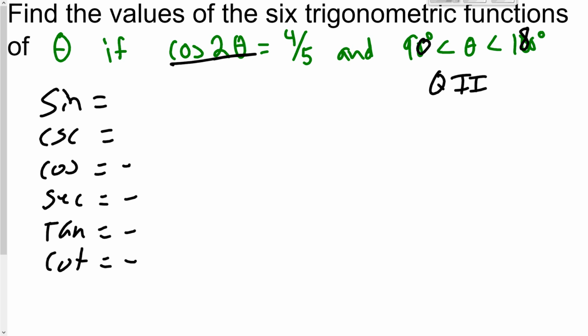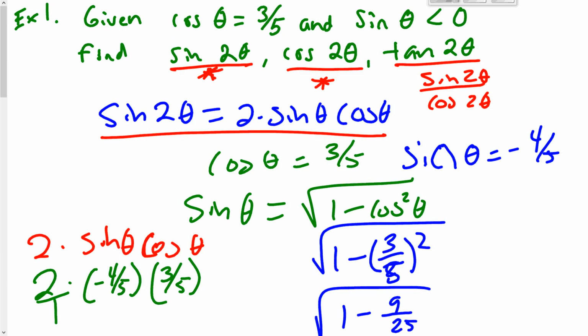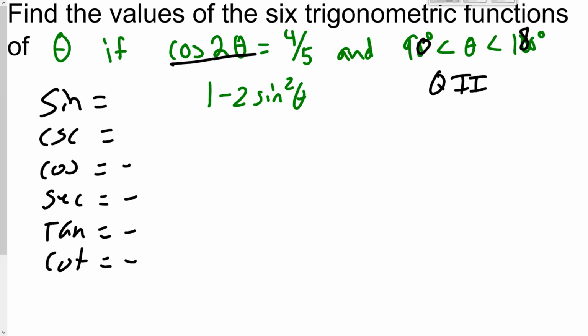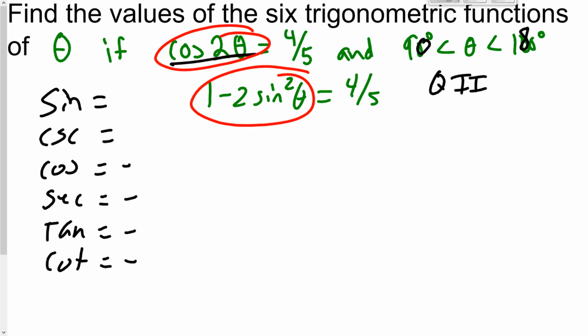Okay, so because we want to find all 6. Well, we're given cosine of 2 theta equals 4/5. Well, cosine of 2 theta is 1 minus 2 sine squared of theta. And we can see that from back here, it's 1 minus 2 sine squared of our angle. So I'm using that formula to find sine, right? Because cosine of 2 theta is 1 minus 2 sine squared theta. So then I just solve this for sine. So here we can subtract 1 from both sides.